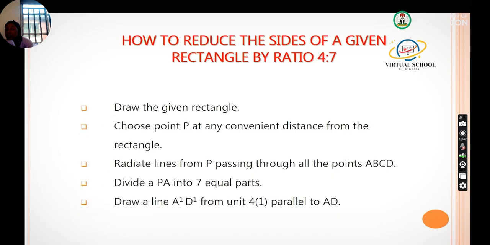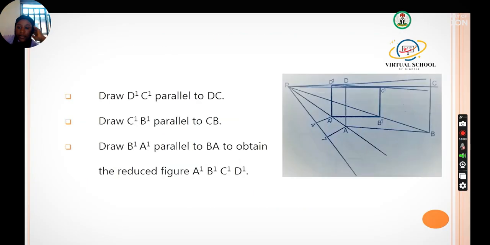So let's see how we can reduce the sides of a given rectangle by ratio 4:7. We are going to go to the next slide and return so as to follow the instructions we have here on the screen. It says, draw the given rectangle. Now, this is the rectangle being given to us: point A, point B, point C, and point D.